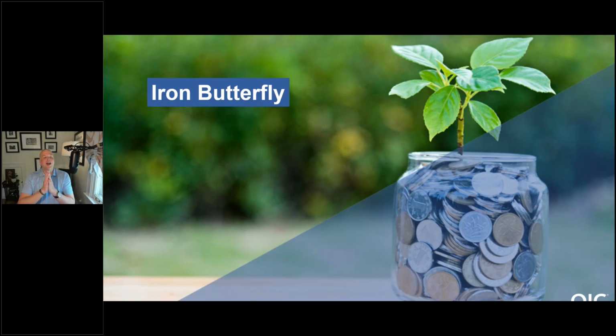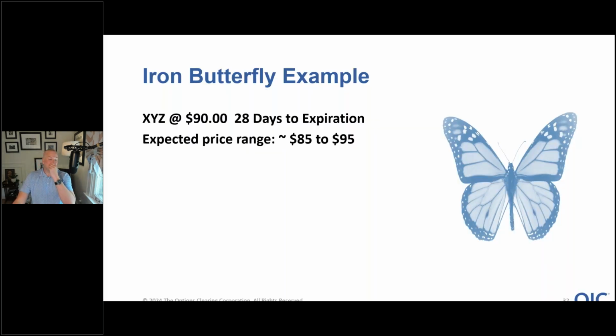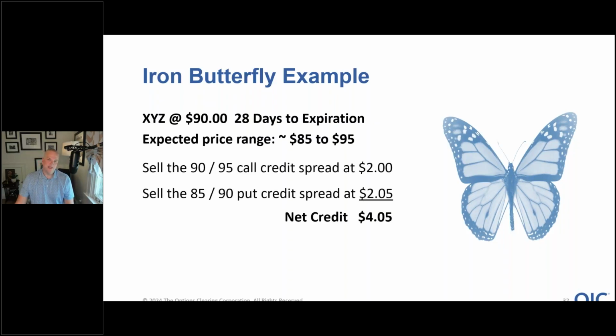Okay, let's talk about the Iron Butterfly, because the Iron Butterfly looks almost exactly the same. You'll notice a difference when we get to the P&L graph of it, because there's a certain part of that P&L graph, the plateau part, that doesn't exist in the Iron Butterfly. In this case, XYZ is trading at $90. We moved it up so that I could give you an example that surrounds the $90 strike, 28 days to expiration, and you're thinking, maybe similarly to the Iron Condor, that the stock is going to trade between 85 and 95, and then stay in that range until expiration.